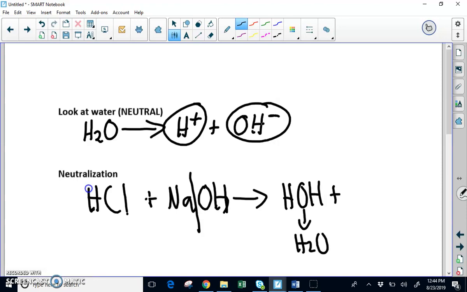So what's left over? Na and Cl. This is a salt. And for our purposes in AP Bio, most salts are neutral. Marlon learned in AP Chem that that is not always the case. But why is this a neutralization reaction? We took something that's a strong acid.